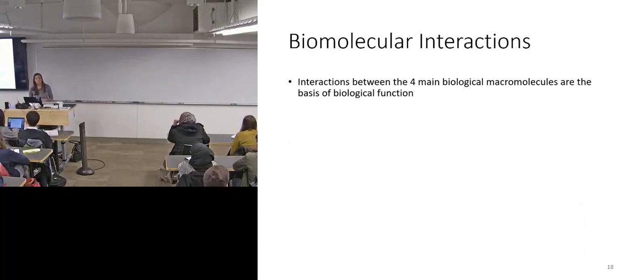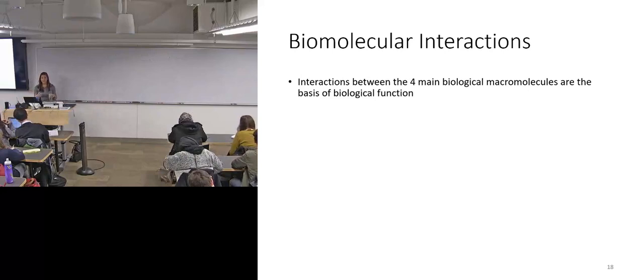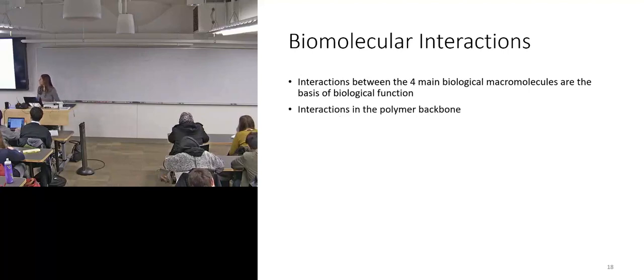Okay, interactions between these four main macromolecules are the basis of all biological function. So, how proteins interact with each other, how proteins come back and bind onto DNA and do something to it, all of that. Proteins and glycans can come together, can graft together into a glycoprotein, and then that's going to have its own unique function. So again, some type of interaction between all of these things drives all of the function in our body. So we can have interactions in the polymer backbone itself.